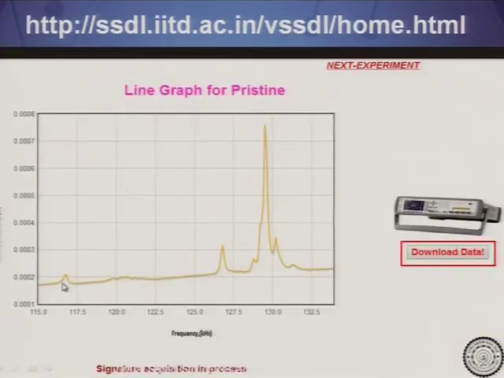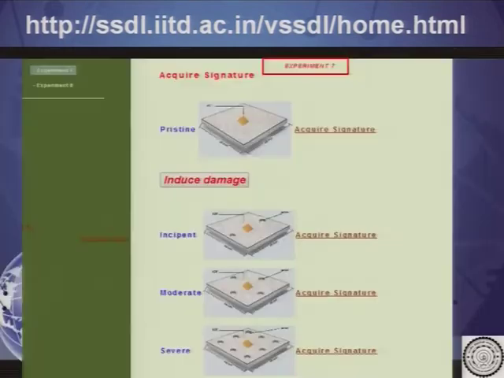So, the computer starts taking the data for the given range and this kind of plot will come. The user can download the data using this link and click this link, next experiment, to proceed further. The similar steps will be repeated for the damage condition.